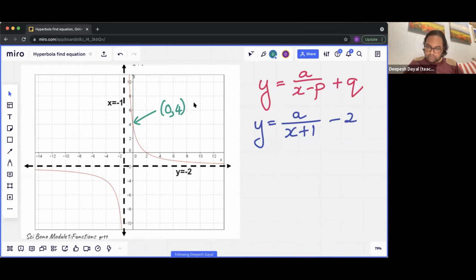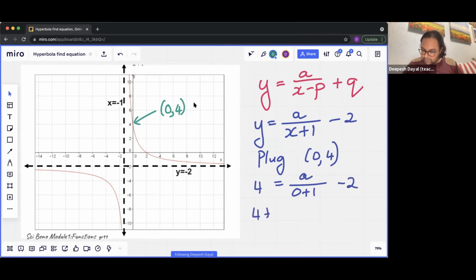Then you plug in a coordinate, which is 0 and 4. So it's going to be 4 equals a over 0 plus 1 minus 2. So 4 plus 2 equals a over 1. So a equals 6. Well done to those of you that had 6. Excellent. Those of you that didn't get 6, are you okay with this now? Did you find your mistake?